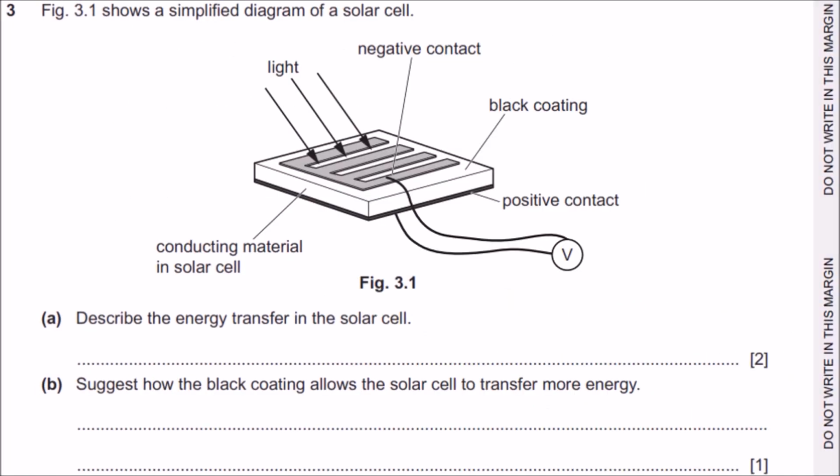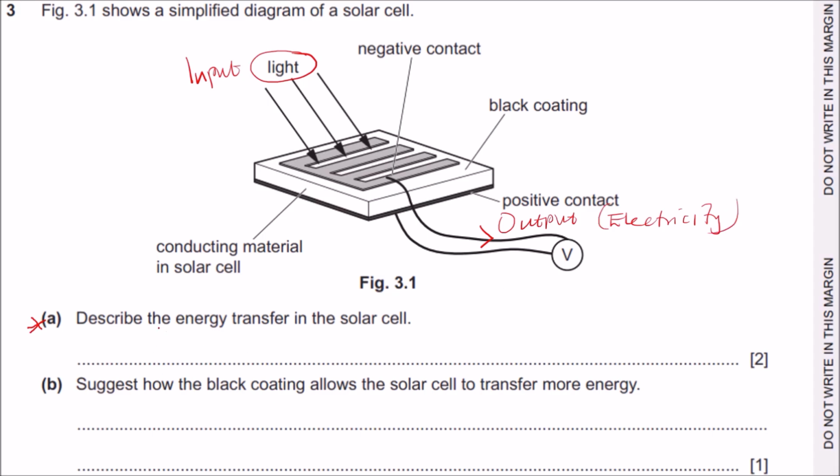Question number 3. Fig 3.1 shows a simplified diagram of a solar cell. Item A, describe the energy transfer in the solar cell. If you look at it carefully, you will see that the input is light. So light energy is the input and the output is electrical energy.